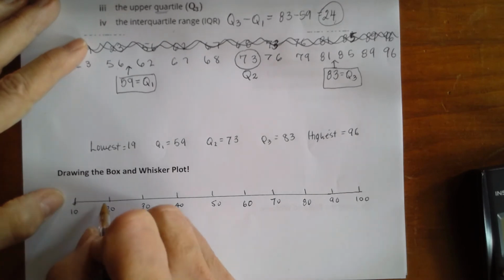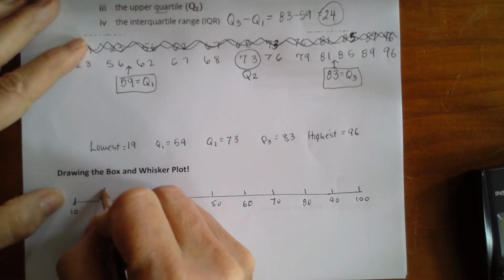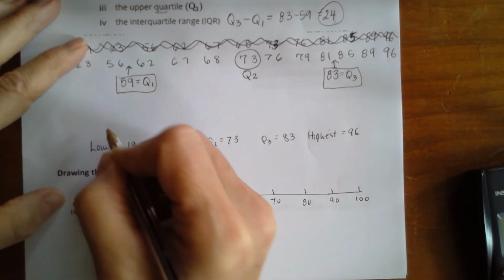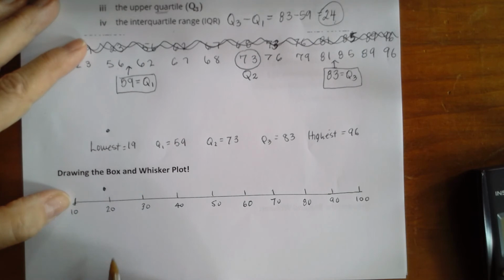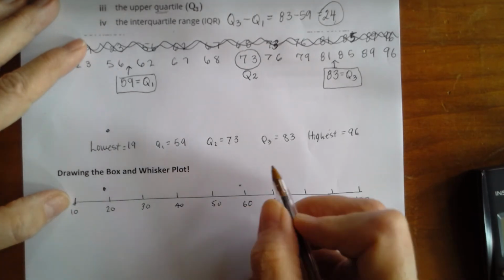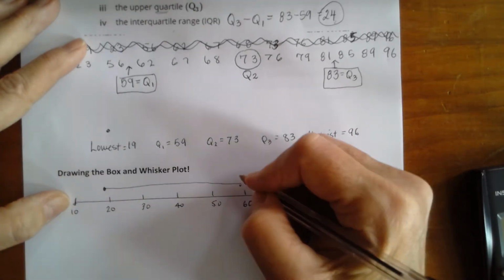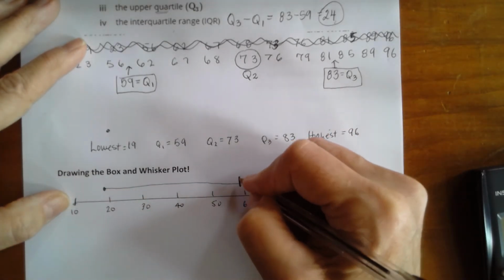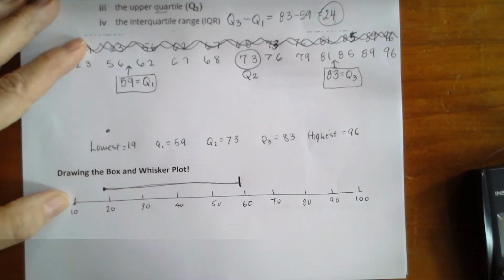And I'll go to 19, which is about right here, and I go above the graph from 19, and I put a dot for the lowest. Okay, the lowest gets a dot. And then I draw what's called a whisker going all the way up to 59. So 59 is right here, and I'm going to draw a straight line. That's the whisker. And at 59, I draw, kind of just a vertical line, kind of small.